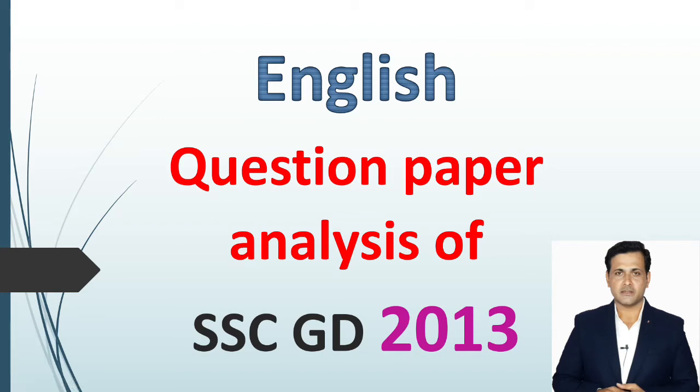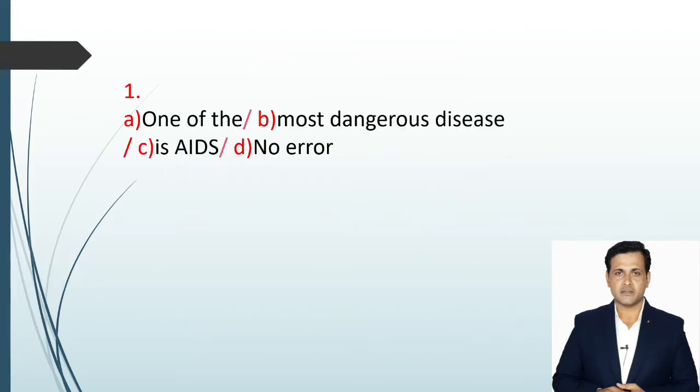Today we are going to discuss the question paper of 2013, especially English. Let's get started. The first question is to identify the error in a sentence. One of the most dangerous disease is AIDS. When we use "one of the", the noun should be plural, so it should be diseases. So we have the error in option B: one of the most dangerous diseases.